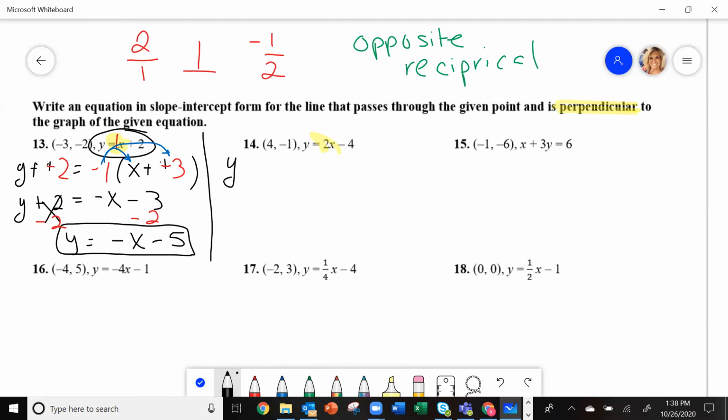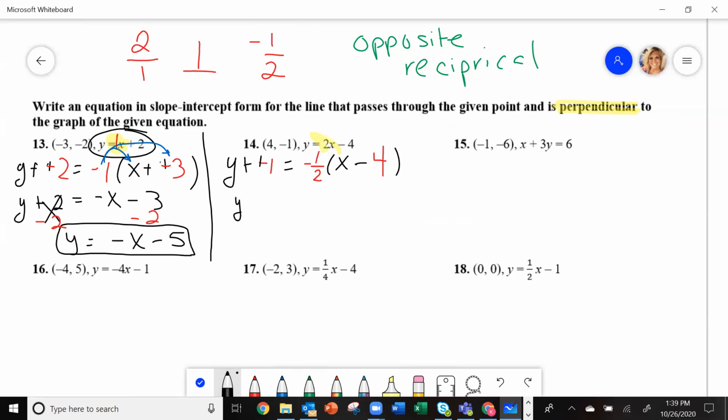So now, still y minus y1 equals m times x minus x1. My slope, the perpendicular slope, is -1/2. My x number is 4. My y number is -1. Okay, look for your minus and negatives. They're right here, they change.